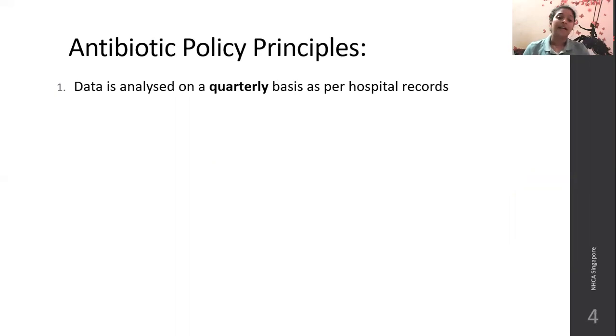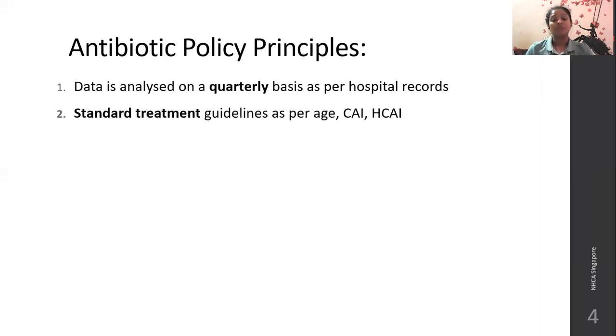Antibiotic policy principles. First, the data is analyzed on a quarterly basis as per the hospital records. In that, etiological agents according to the site of infection, age groups, and patient location, is it an OPD patient or an inpatient? Antibiogram data again according to the site of infection, age groups, OP patient or IP patient. Any resistant organism is confirmed and submitted for further characterization at the National Centre for Disease Control. So these are the data which have to be analyzed on a quarterly basis and communicated.